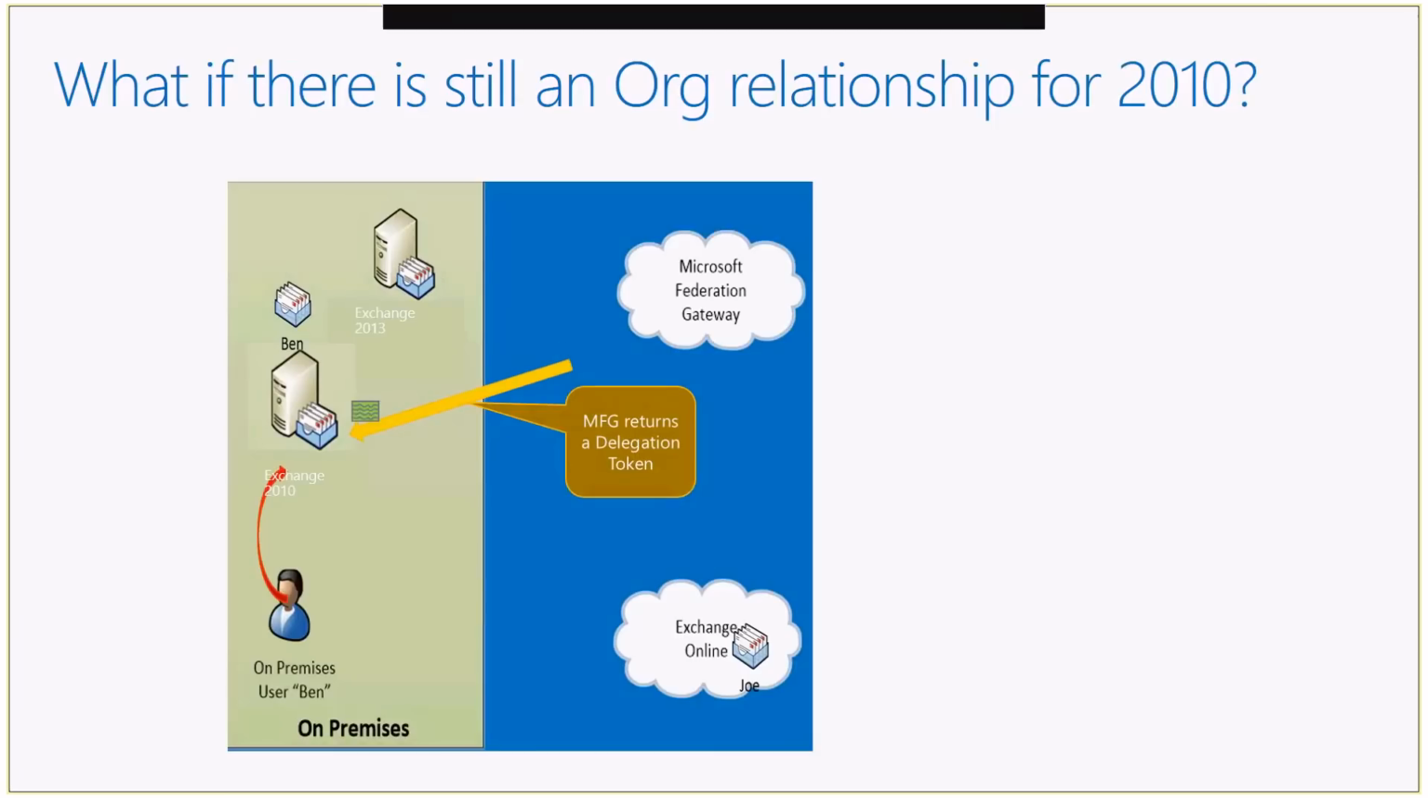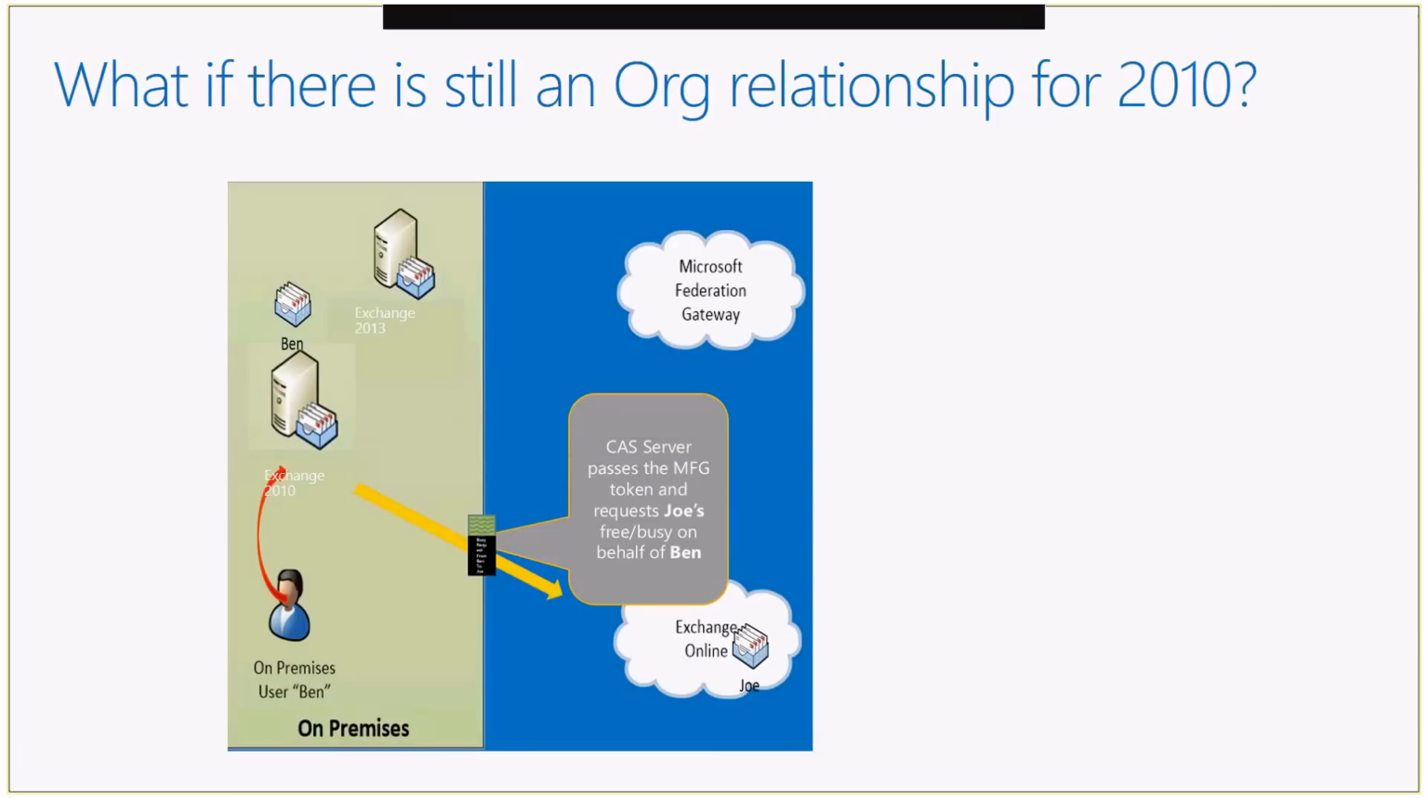It will get a delegation token. It will then say, via the availability service, I need free busy information. This is using the Microsoft Federation Gateway and org relationships to perform all this. The point here is that, let's say you were in this mixed environment. Your 2010 users would be using Microsoft Federation Gateway and org relationships. Your 2013 users would potentially be using intra-org connectors and OAuth.